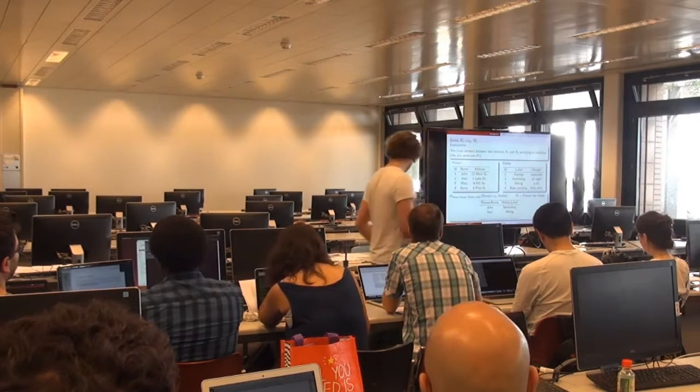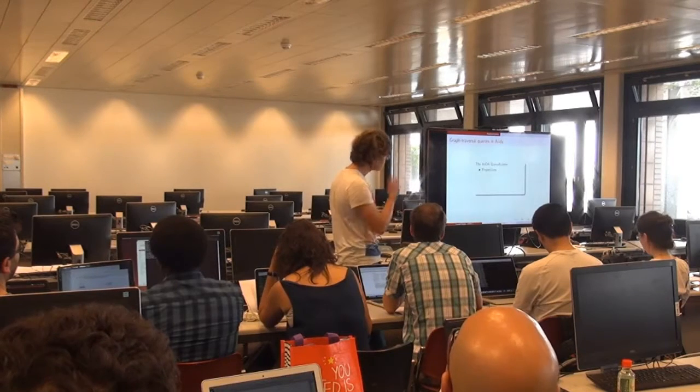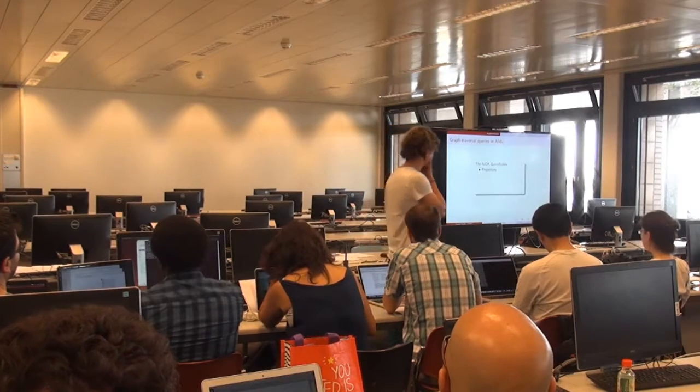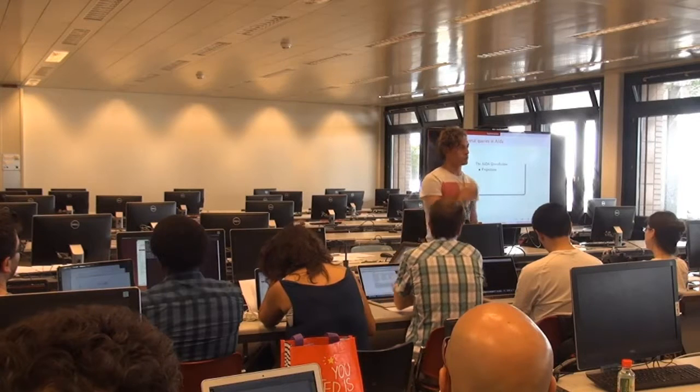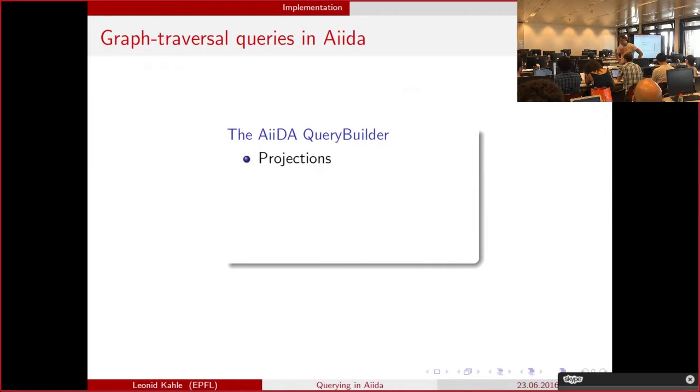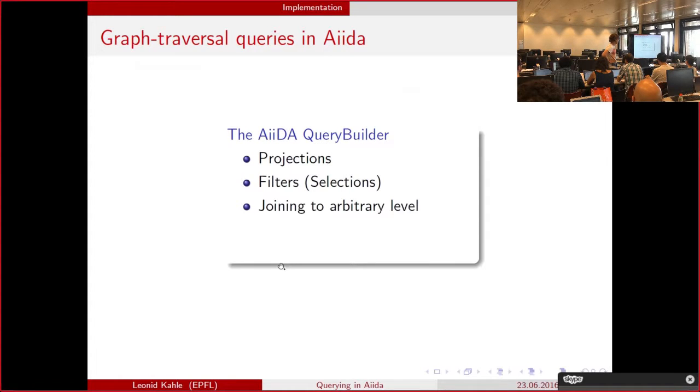So if you want to apply these operators in AiiDA, you are basically talking about doing graph-traversal queries, and we have provided you with this new functionality called the QueryBuilder class, which does that for you. It does projections, it does selections or filters, as we call them. It joins to an arbitrary level, so you can do infinitely many joins, one after the other. It's backend independent, so whatever backend you're using in the background, the query should have the same format.